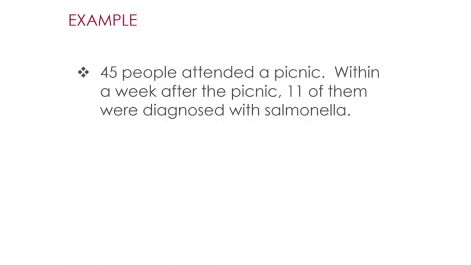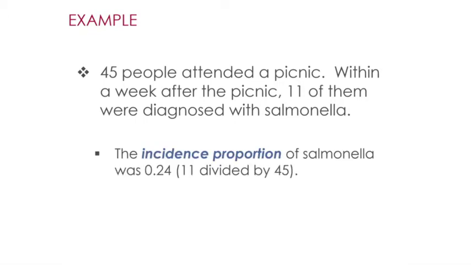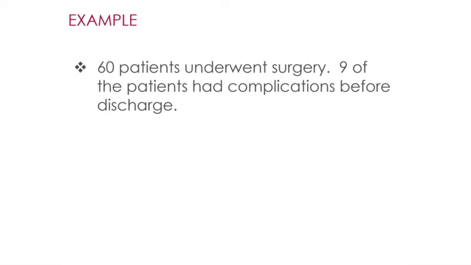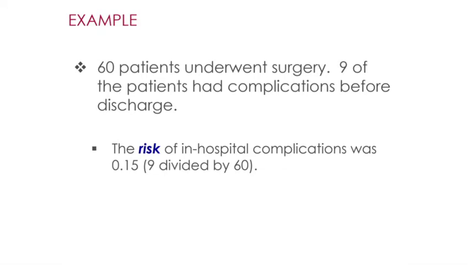So another example might be 45 people attended a picnic. Within a week after the picnic, 11 of them were diagnosed with salmonella. The incidence proportion of salmonella is then 0.24, 11 divided by 45. Or 60 patients underwent surgery. 9 of the patients had complications before discharge. The risk of in-hospital complications was 0.15, 9 divided by 60.